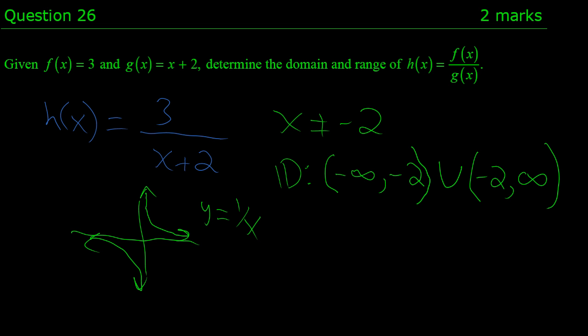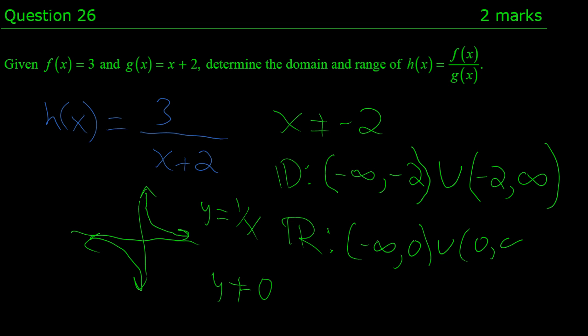So our range, the only thing we're never going to get for a y value is 0. The top is never 0. So we're never going to get a y value of 0. So, y never equals 0. So we would just go negative infinity to 0, union 0 to infinity. And that is our domain and range for this function.